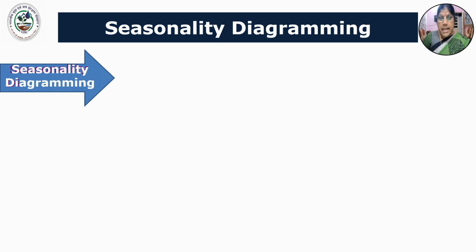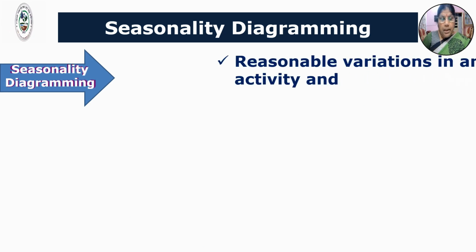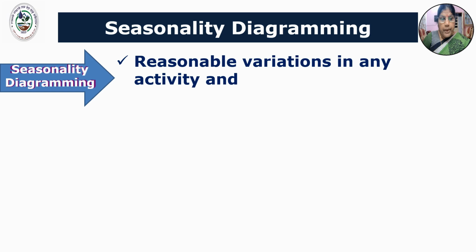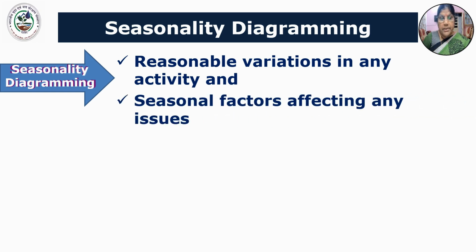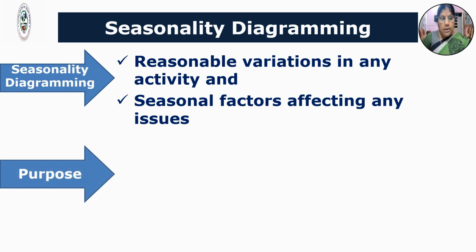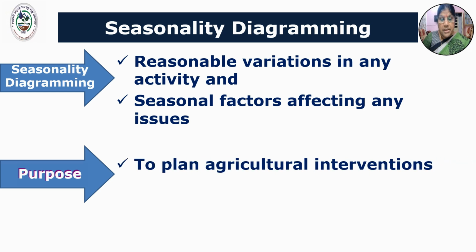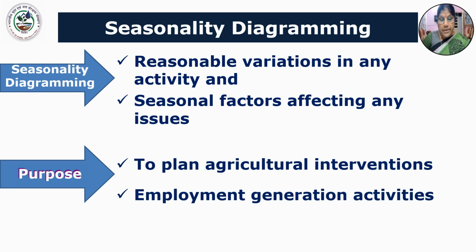The next exercise is seasonality diagramming. It is a very important tool in watershed planning. Through this tool, we are able to identify the seasonal variations in any activity and the seasonal factors affecting any issues. The purpose of doing this exercise is to plan agricultural interventions based on the seasonality factors and to plan for employment generation activities, especially during the lean period for the landless people through SHG activities.